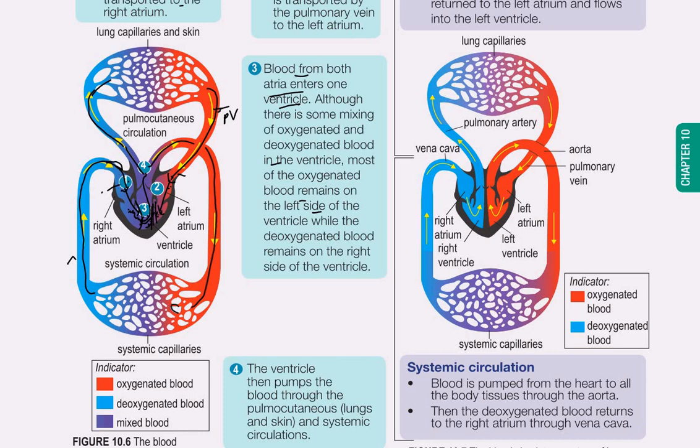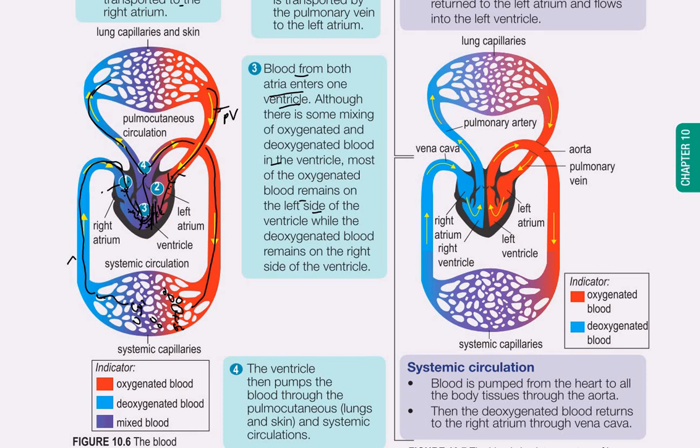So here all the exchange of gases occurs. What happens? The cells will get the oxygen, and the cells also will release the carbon dioxide. So gas exchange occurs in the cells and also the capillaries. From here the blood will flow back to the heart through the right atrium.